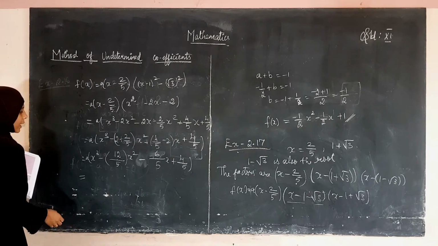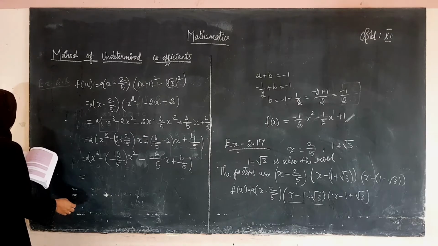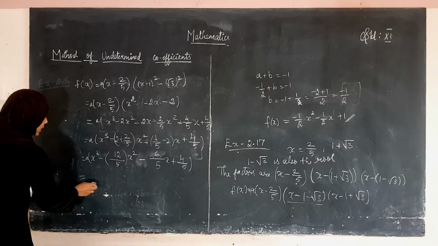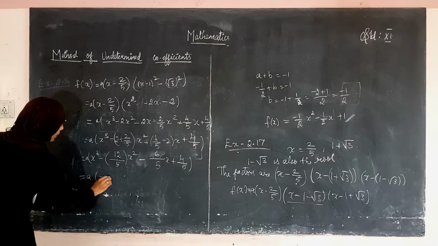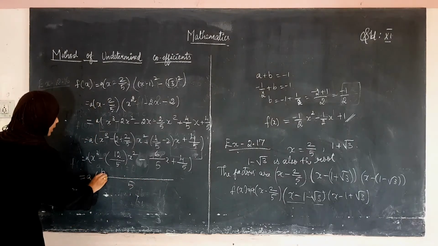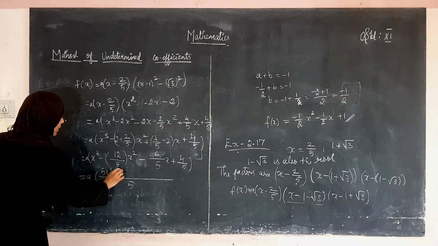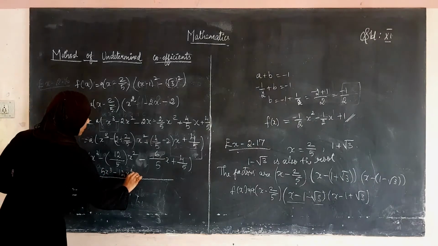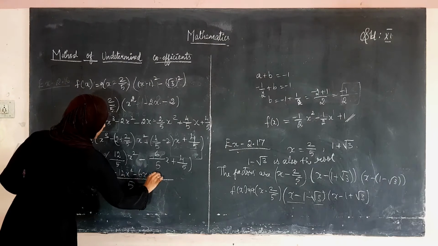Now shall we take the LCM here? What happens here? Take the LCM as 5. So 5 into x cube minus 12x squared minus 6x plus 4.